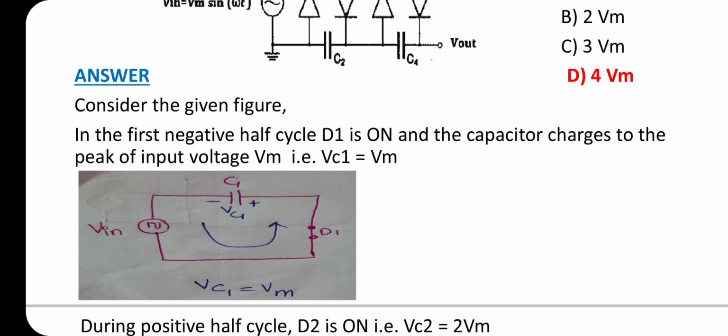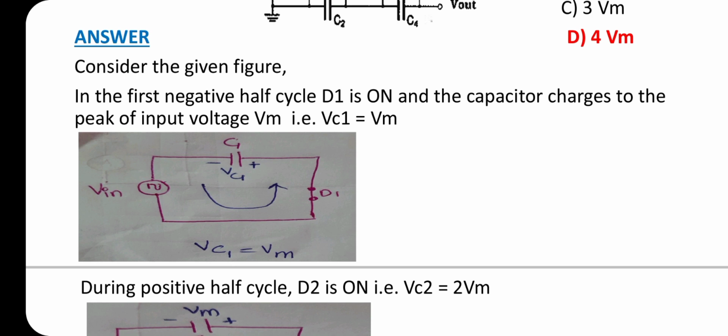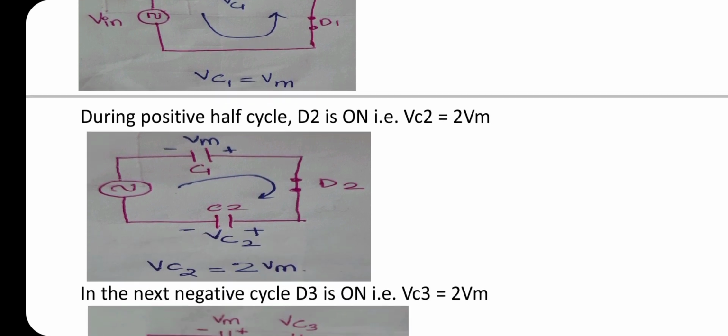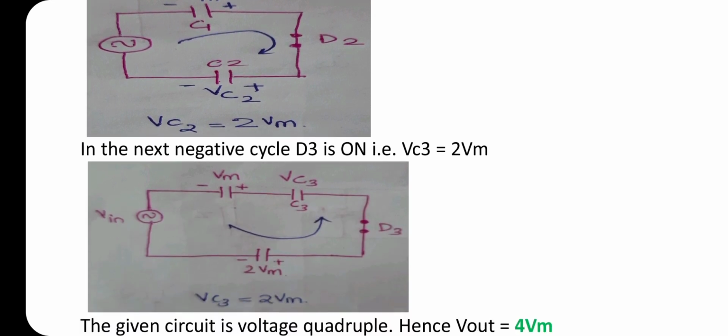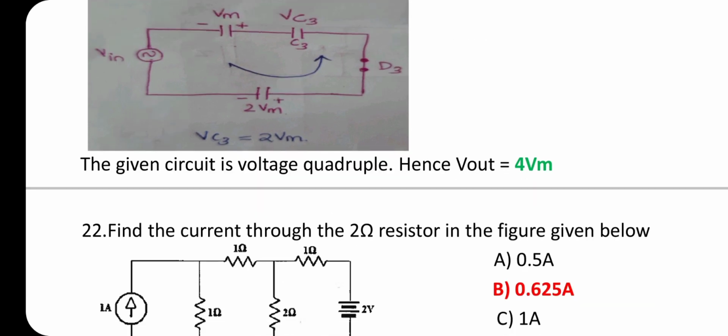Consider the given figure. In the first negative half cycle, D1 is on and the capacitor charges to the peak of the input voltage Vm. That is, Vc1 equals Vm. During the positive half cycle, D2 is on, that is, Vc2 equals 2 Vm. In the next negative half cycle, D3 is on, that is, Vc2 equals 2 Vm. The given circuit is a voltage quadrupler, hence Vout equals 4 Vm.